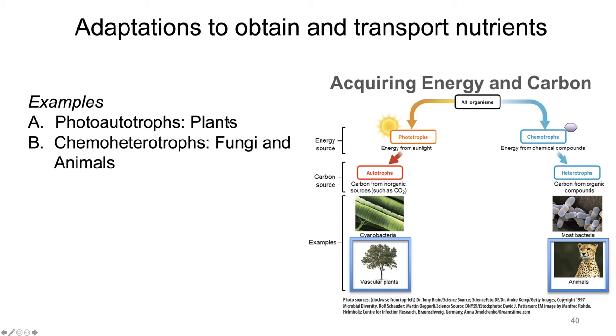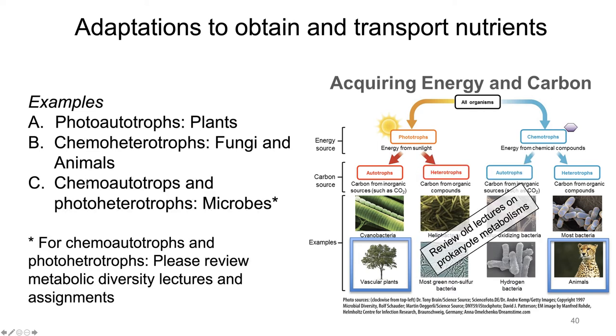So we're going to be talking about plants in general as our representative taxa for photoautotrophy, and we're going to talk about fungi and animals as our representative taxa for chemoheterotrophy. Don't forget that there also are chemoautotrophs and photoheterotrophs, but it's only microbes that can do photoheterotrophy and chemoautotrophy. There are some examples here, but please review your old lectures about prokaryote metabolisms to review chemoautotrophy and photoheterotrophy. We're not going to go into those in great detail in this set of lectures.